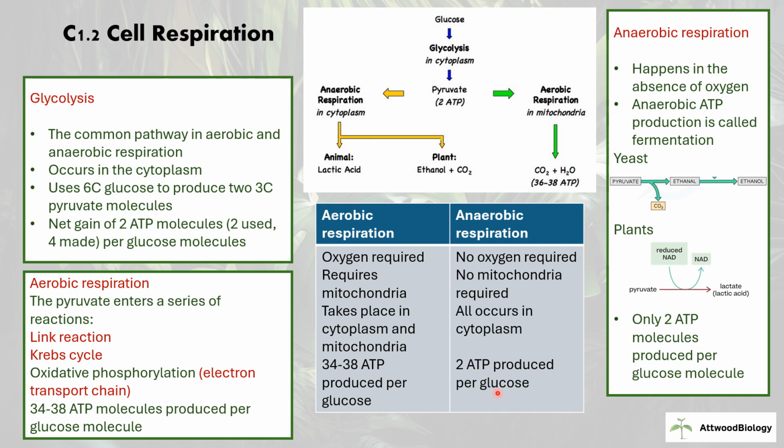And then we have a little comparison. So we have oxygen required and no oxygen required for anaerobic respiration. We need the mitochondria for aerobic respiration because you can see here that happens in the mitochondria. We don't need mitochondria for anaerobic respiration to occur. Aerobic respiration takes place in the cytoplasm and mitochondria. Anaerobic only happens in the cytoplasm. 34 to 38 ATP molecules per glucose are formed, and only 2 ATP molecules per glucose are formed in anaerobic respiration. Nice place to pick up some easy marks there with a comparison.